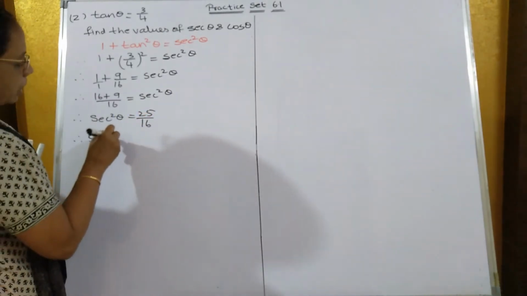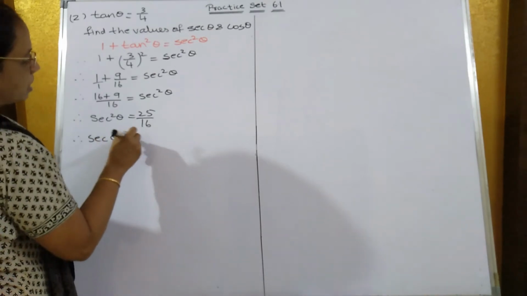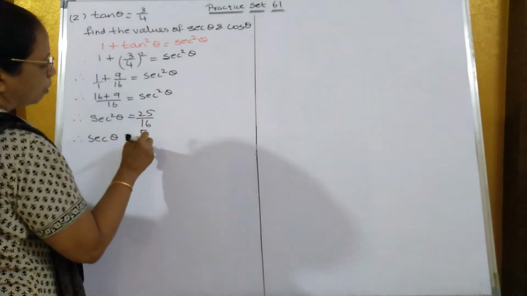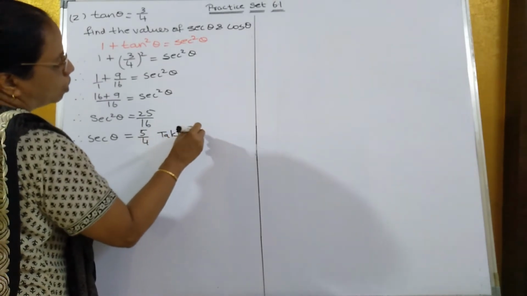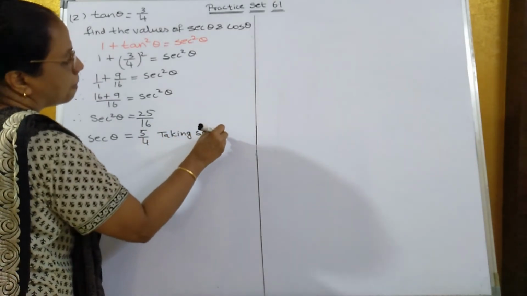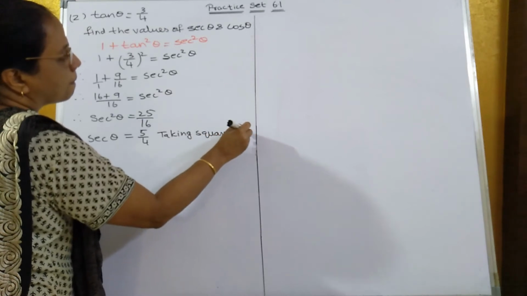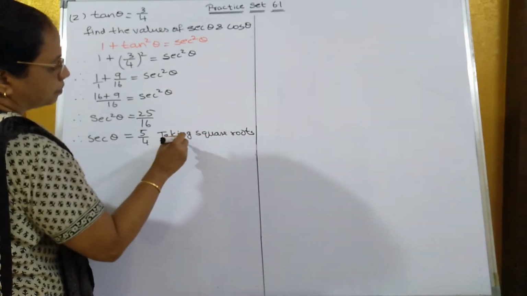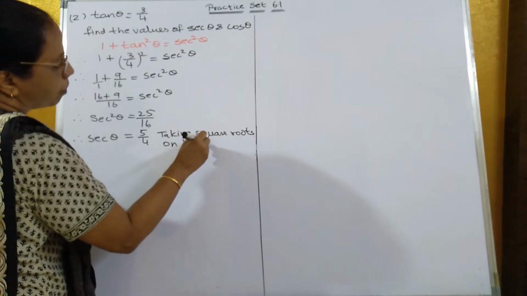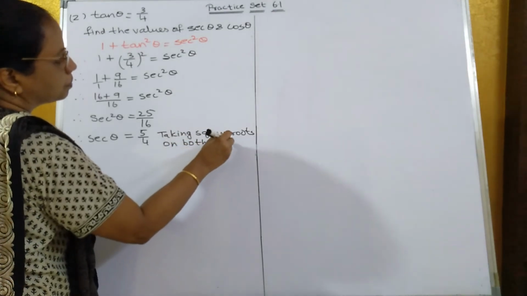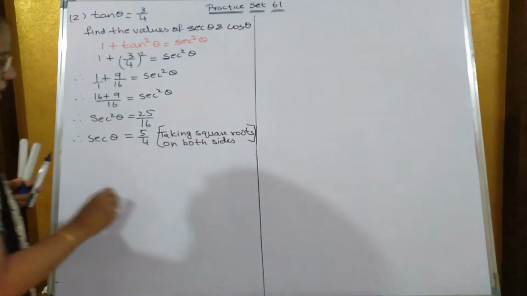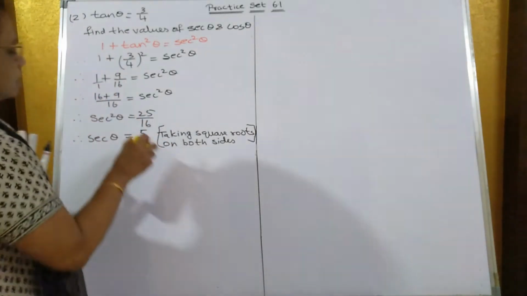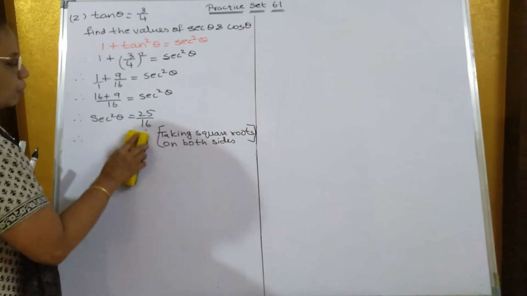Therefore sec theta is equal to how much? When you take the square root on both sides, you will get 5 upon 4. So we have got the value of sec theta. Sec theta is equal to 5 upon 4.